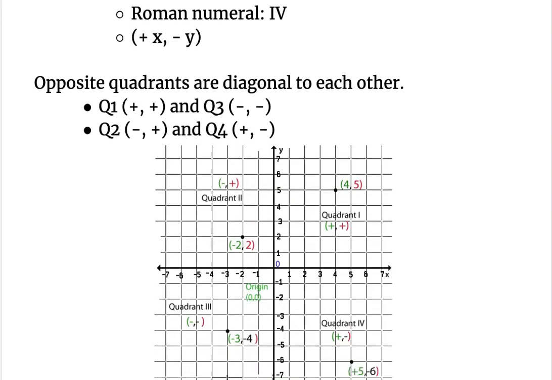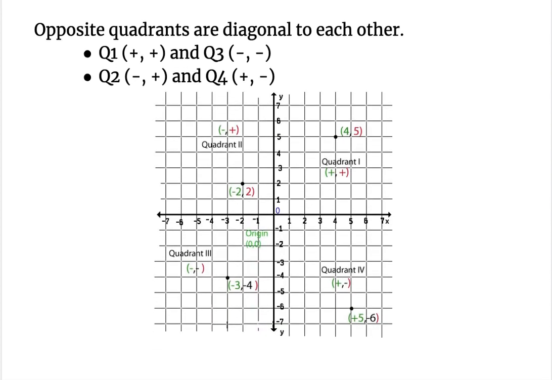Here is a good illustration of what that looks like. So we have quadrant 1 is positive and positive, and diagonal from quadrant 1 is quadrant 3, and you'll notice that they are the opposites. Instead of positive and positive, they're all negatives. So their borders are all negative.